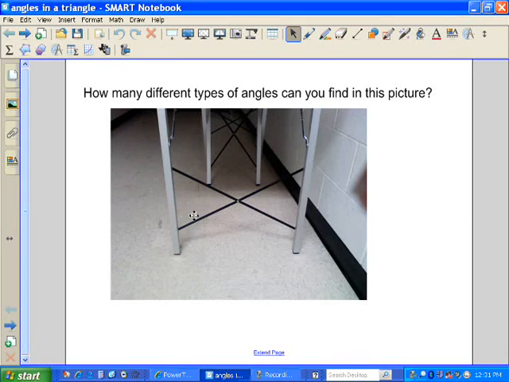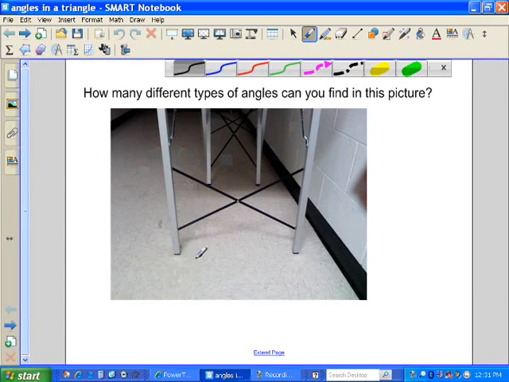So we're going to pick up right where we left off on the last video. Last time we were talking about different types of angles, and this picture showed up asking how many different types of angles can you pick out of here.